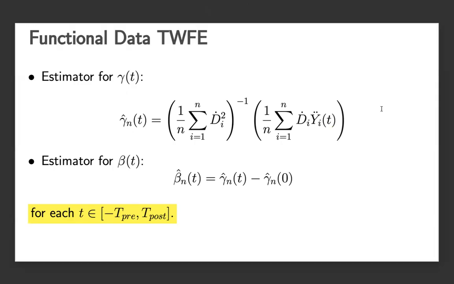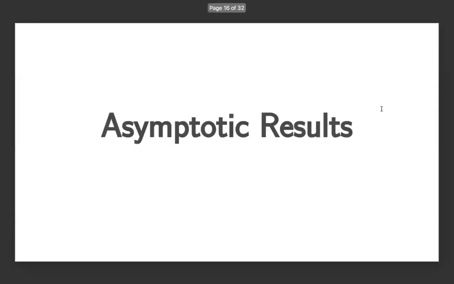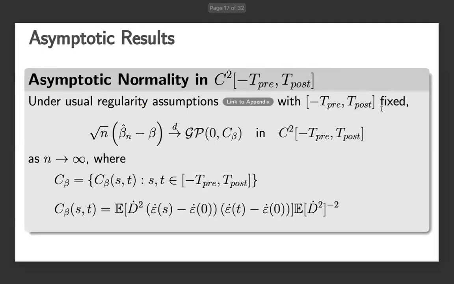With this estimator of beta t, we then need to find its asymptotic properties. With some proof, we found that under some regularity assumptions, our estimator beta hat is asymptotically a Gaussian process with the asymptotic covariance function C beta. C beta defines the relationship of the DID estimator at different time points, and this provides the basis for us to construct the simultaneous confidence band. So it is a very nice theory that we got for our DID estimator.